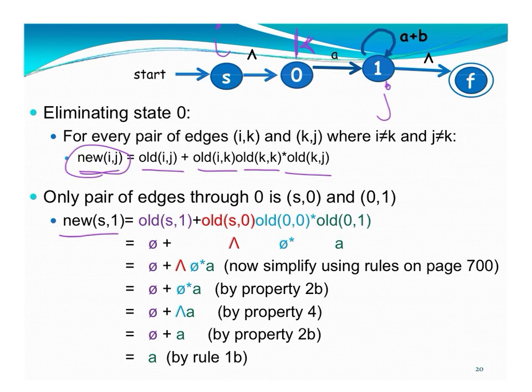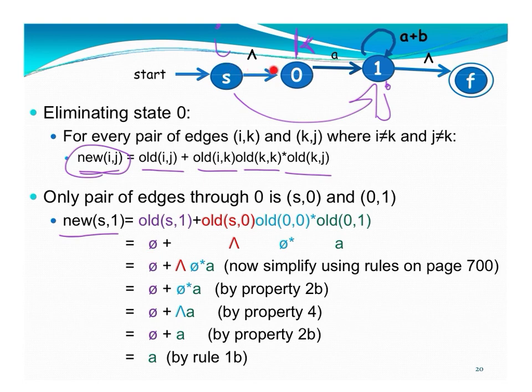And so I know that my new path from S to 1, remember I'm trying to make a new transition from S to 1 so I can get rid of that 0 state, is going to actually equal this stuff. So let's plug in the old S to 1. Well, the old S to 1, there didn't used to be anything between S and 1, right? So the old S to 1 was the empty set.